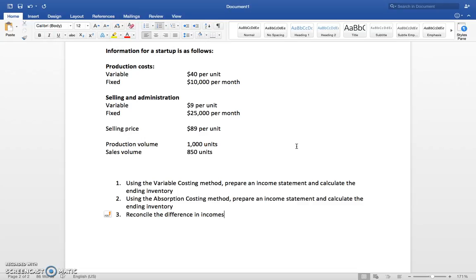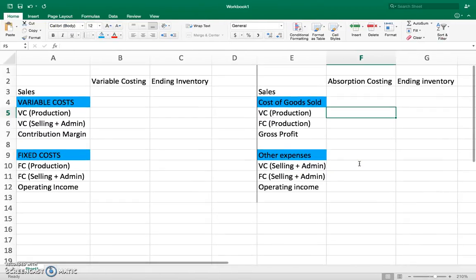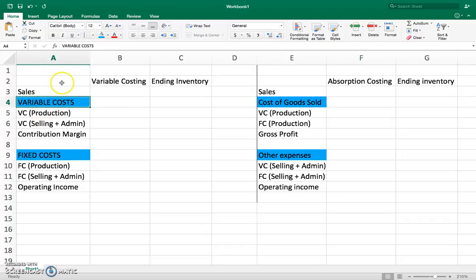Now the first part is asking us, using the variable costing method, prepare an income statement and calculate the ending inventory. So I have the formats for both variable costing and absorption costing right here. Let's have a look at the variable costing income statement first. The biggest indicator for a variable costing income statement is when right after sales you have your variable costs. So I'm going to write down my sales and then I'm going to deduct my variable costs.